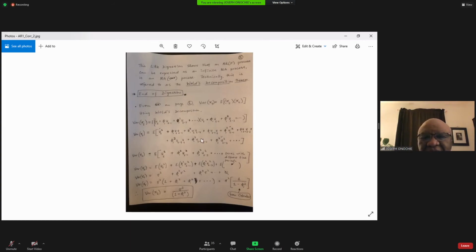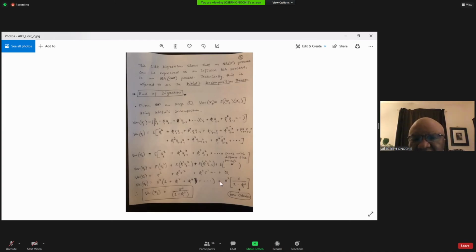If you walk through this and cancel all those terms with different time periods, t minus 1 and t minus 2, you'll be left with this term. And since the variance is the same here, we simply bring it out. If you bring this out, 1 is left. If you bring this out, sigma squared, here phi 1 squared. If you bring this out here, it is phi 1 to the power of 4. So the variance of x_t is sigma squared times 1 plus this, plus this.